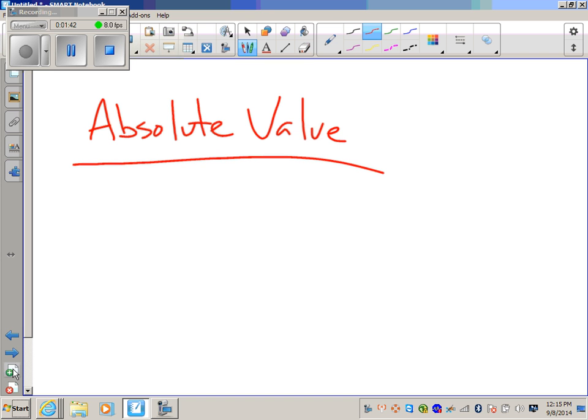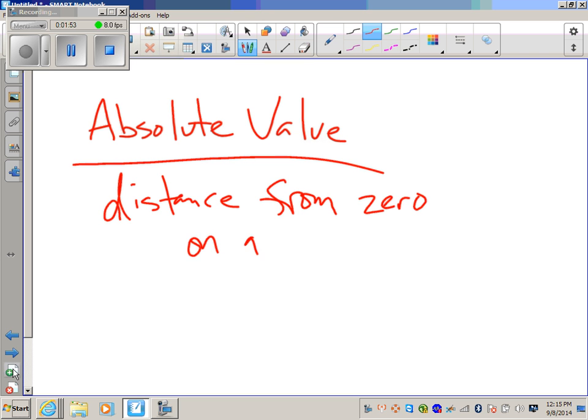Absolute value is what? Distance from 0 on a number line. So if I had absolute value bars surrounding a negative 4, how many places from 0 would you find a negative 4? Yeah, 4.